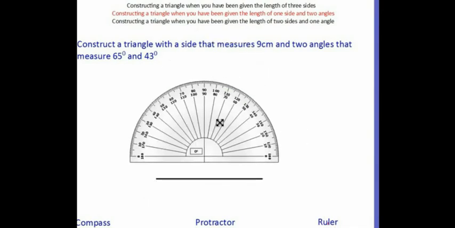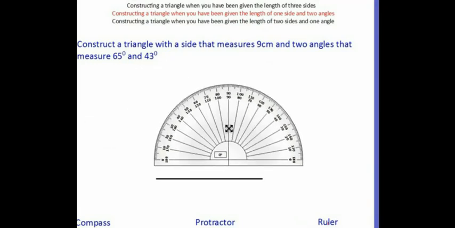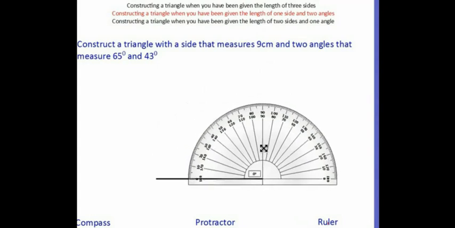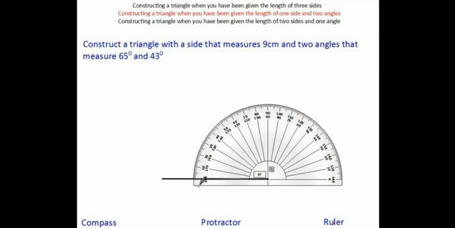So it doesn't matter which side is 65 and which side is 43 because the question doesn't specify which we need to use. So I'm going to line it up on the right hand corner and then I'm going to measure round. I'll start with 65 degrees. So you need to look which scale you're going to use. Obviously we don't start counting at 180, we always start counting at 0. So I'm going to use the outside scale and I'm going to go around 10, 20, 30, 40, 50, 60. And then 65 is there.